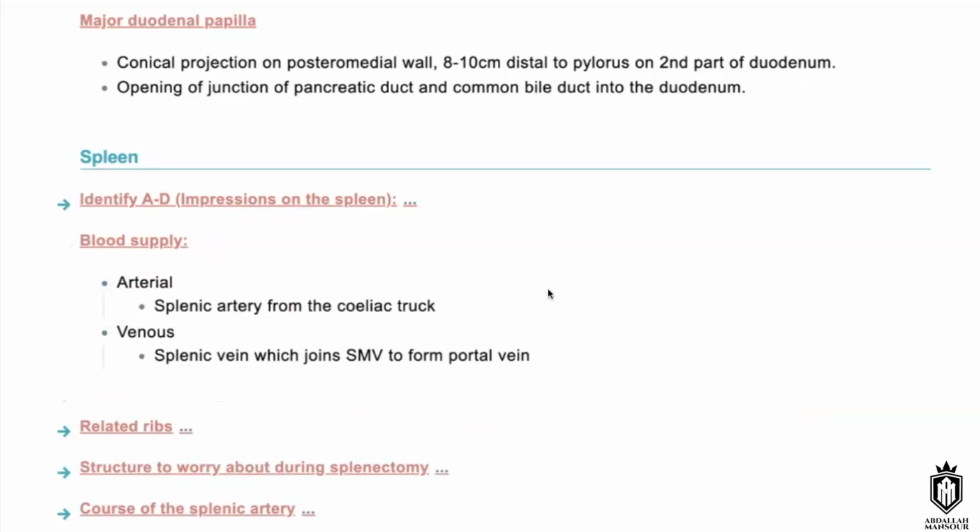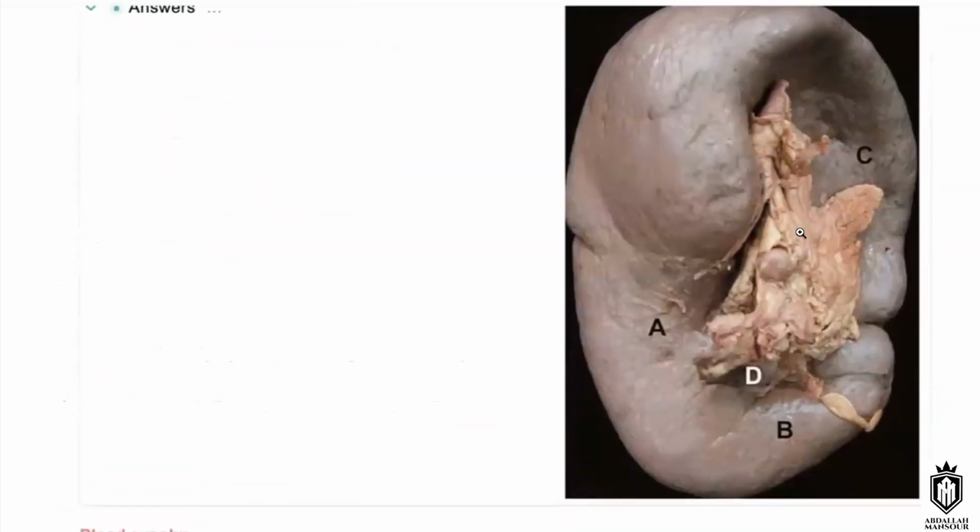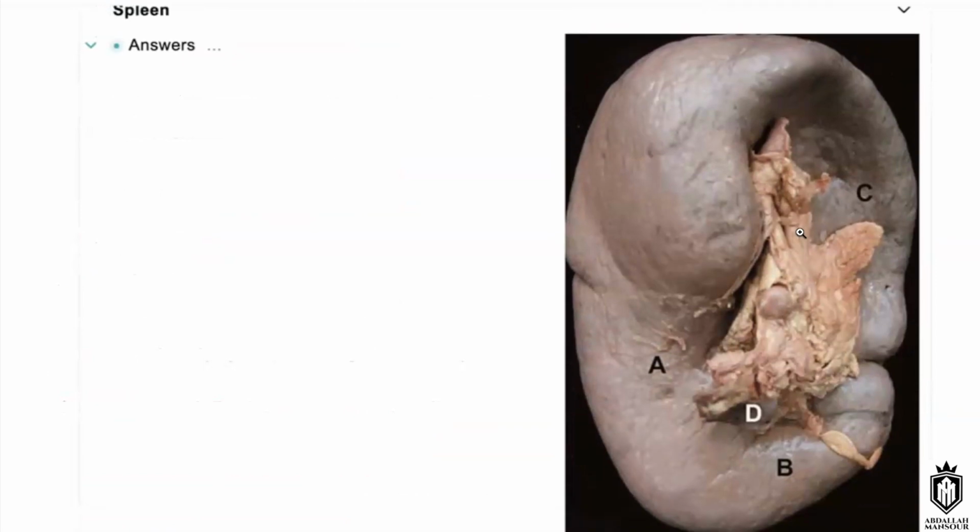All right. Okay, moving forward here, this is obviously the spleen. Can you tell me what are the structures from A to D? So A is the renal impression. B is the colonic impression, from the splenic flexure of colon. C is the gastric impression, from the fundus of stomach. D is tail of pancreas.